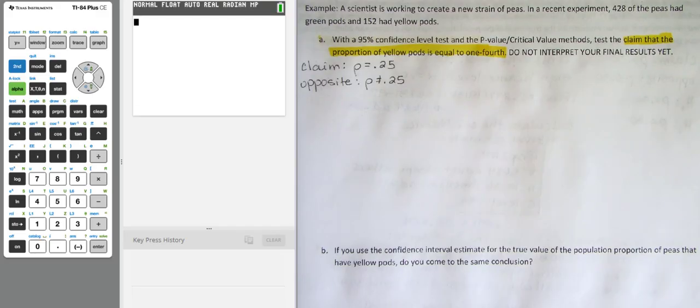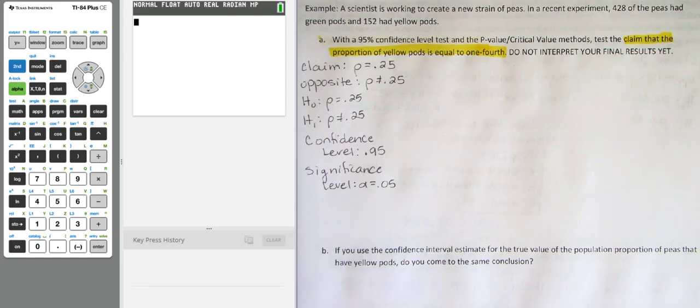Our population proportion p is equal to 1/4, so we're going to change that into the decimal 0.25, which allows for the opposite to be the not equal to symbol. Our null hypothesis and alternative hypothesis are the same respectively. With a confidence level of 0.95, our significance level alpha is 0.05.